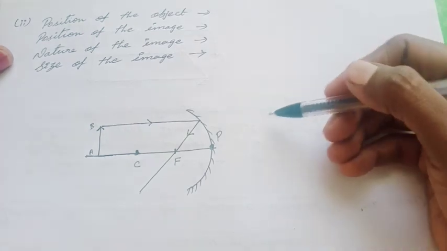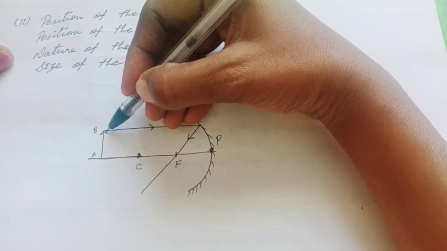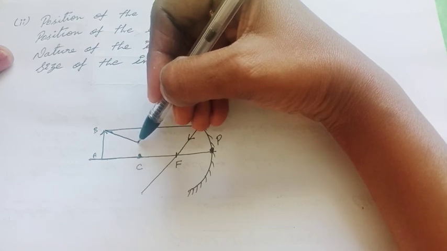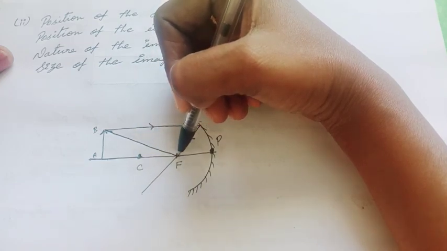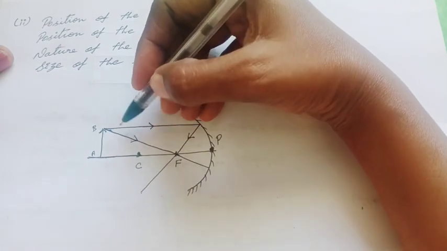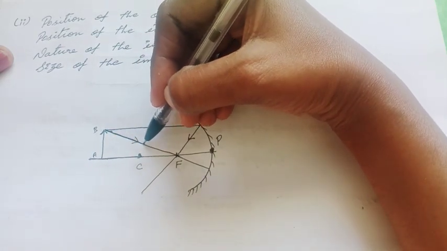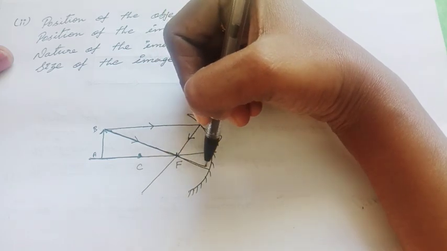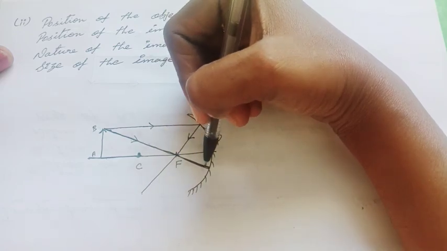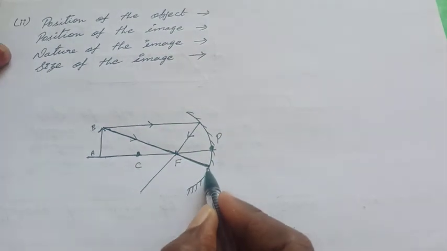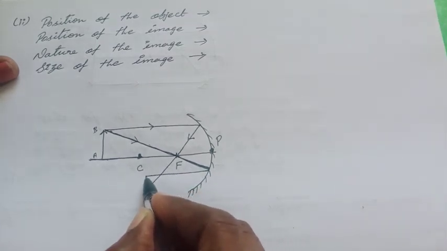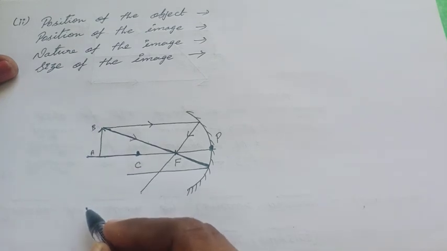What is the second rule? When the incident ray is passing through the focus. The second rule is just opposite to the first rule, no? So this is one of the incident rays, and it is passing through the focus. According to the second rule, when the incident ray is passing through the focus, then after it gets reflected, the reflected ray becomes parallel to the principal axis. So this is the second rule.